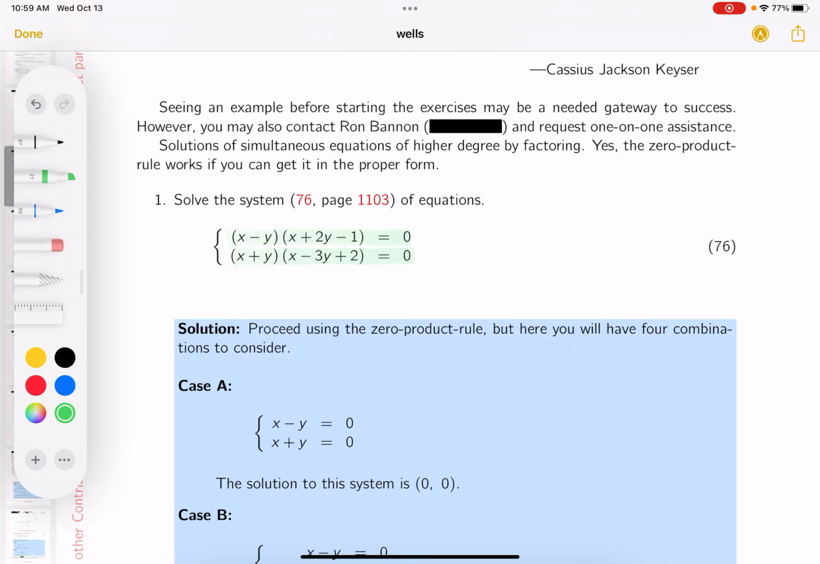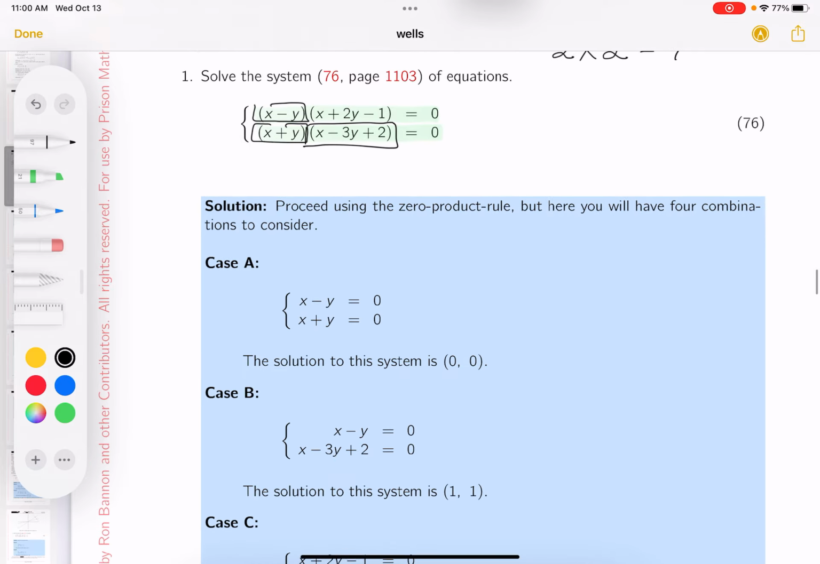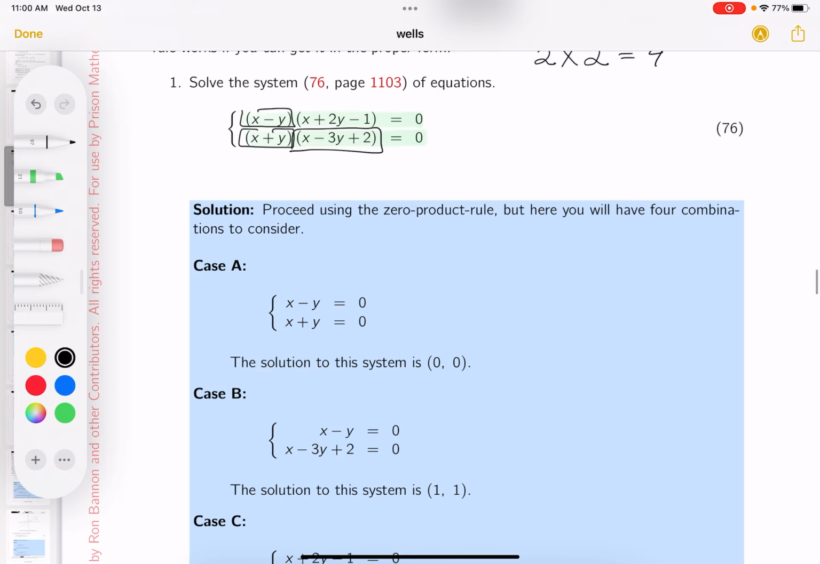So what they do is they notice that there are two factors in the first equation, and two factors in the second equation, which means there are going to be 4 combinations. And they write the combinations down as follows. They take the factor x minus y and combine it with these two factors over here. Let me point out where that is. That's case A and case B.